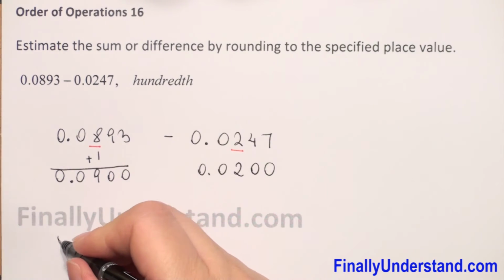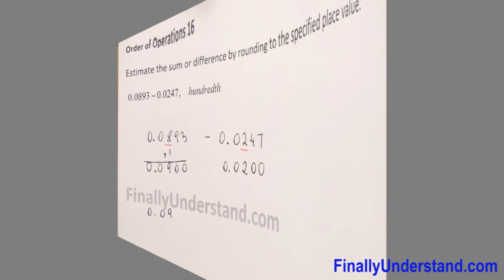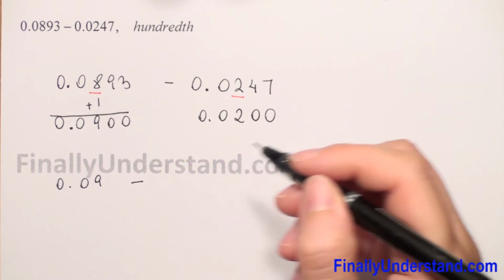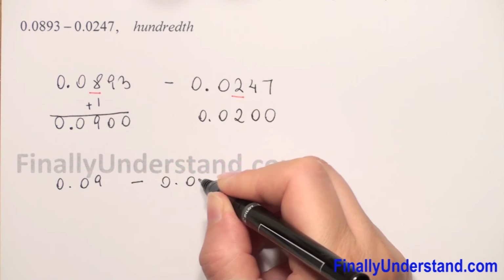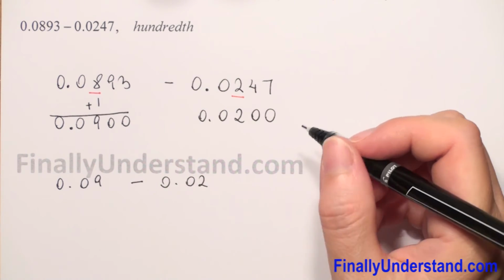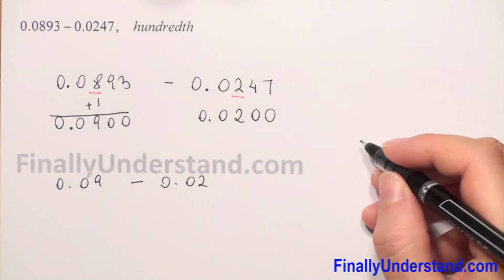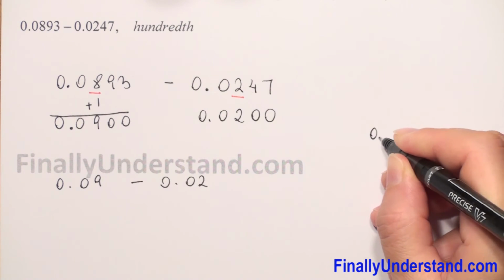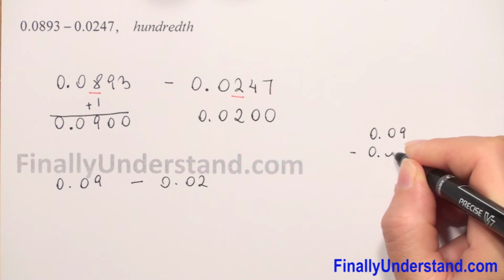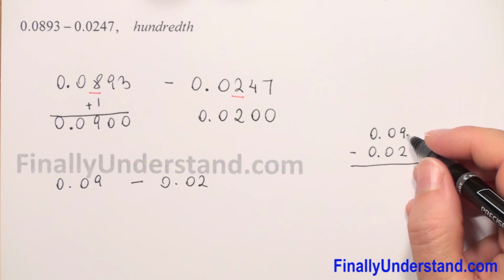We have 0.09. We don't have to write the zeros after the 9 because they don't change the value of our number, minus 0.02, and again I will not write these zeros. So this is equal to, we have to subtract two decimal numbers, so we have 0.09 minus 0.02. We have to align the decimal points.